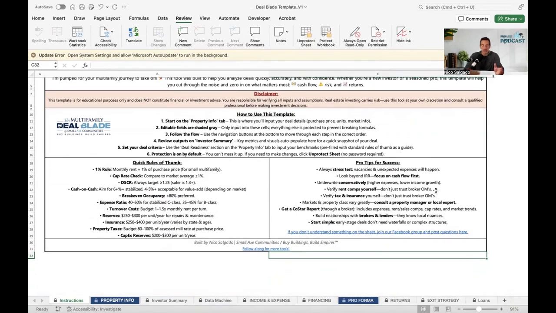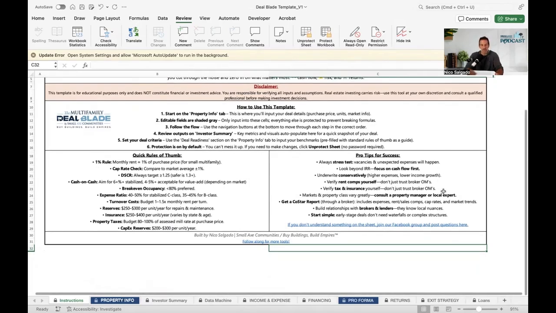Underwrite conservatively with higher expenses than you think, lower income growth than you think might happen, and verify rent comps for yourself. Don't trust the broker's OMs. Verify taxes and insurance, the biggest expenses that we have. Do not trust the broker's OMs. Every market is very specific, and every municipality is very specific on how they calculate and even recalculate taxes. So you have to make sure you call the appropriate people on that. So taxes and insurance, very important.